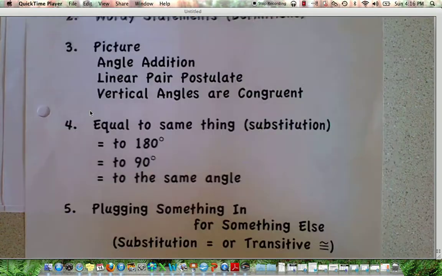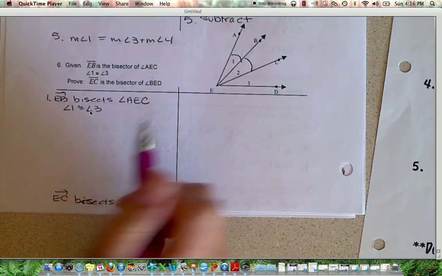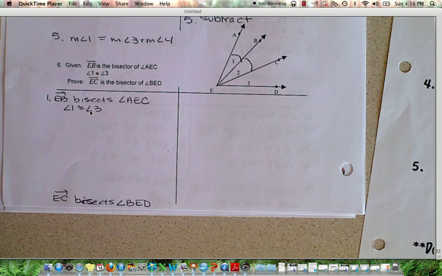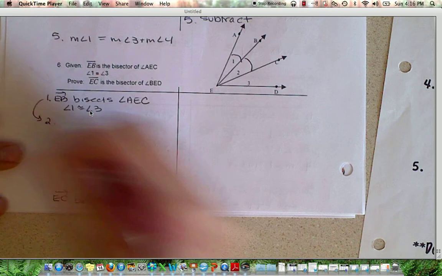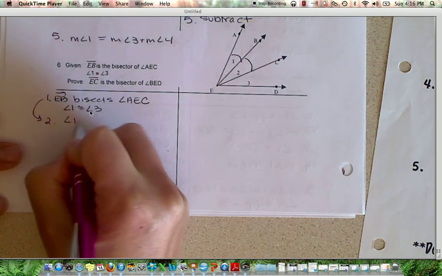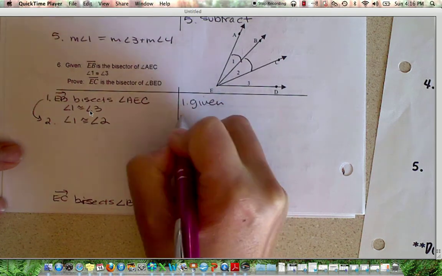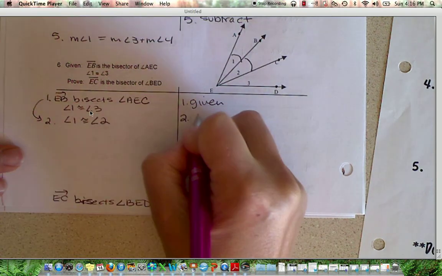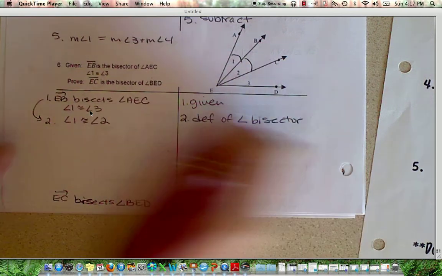Now according to our We the People Eat Pizza, we want to undo our wordy statements first, but that is up to you. However, let's look ahead. So let's go ahead and do this wordy statement and see where it gets us. So we marked this, angle 1 is congruent to angle 2. This is of course our given. This is a wordy statement, which we know all wordy statements when we translate them. That's going to be definition of an angle bisector. So there's a wordy statement there.